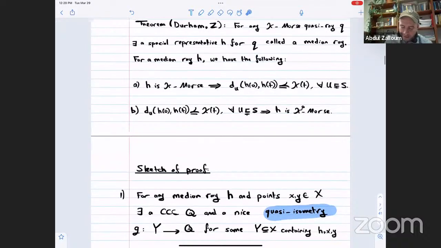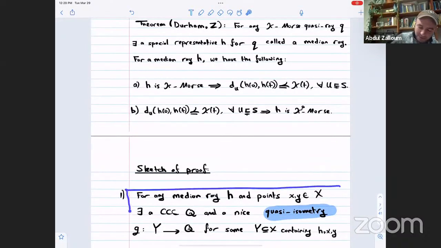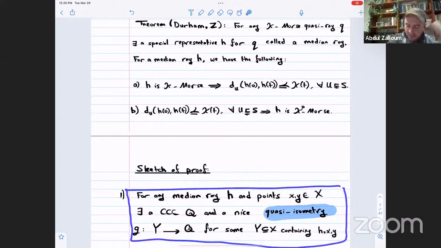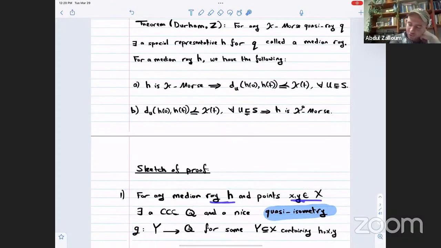One thing we prove in collaboration with MathTerm, so this is a statement that, again, is independent of the kappa boundary. So what's the statement here? For any median ray H and for any 2 points X and Y in X, there exists a CAT(0) cube complex Q and a nice quasi-isometry between Y and Q, where Y is a subset that contains both H, X, and Y.